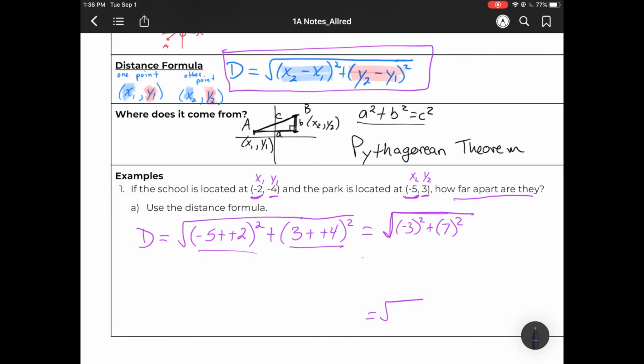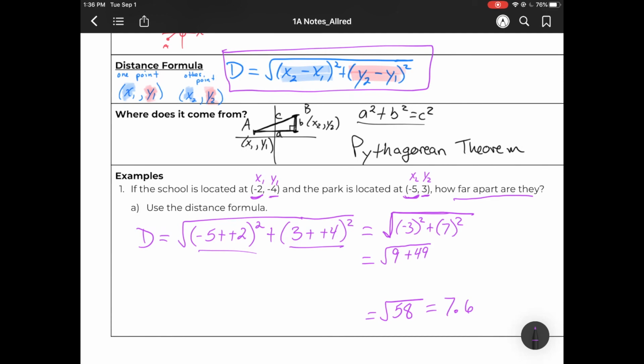Let's remember that -3 squared here first turns that into -3 times -3, which is +9. And now I no longer need the parentheses. 7 squared is +49. When I add those together, I get 58. And so to find the square root of 58, we're going to use a calculator. And I'll show you how to do that. But that is about 7.6. I've used my calculator, and so that's how I know that.